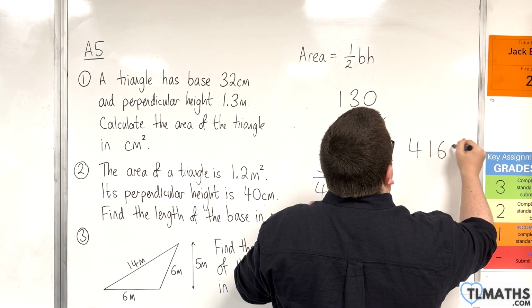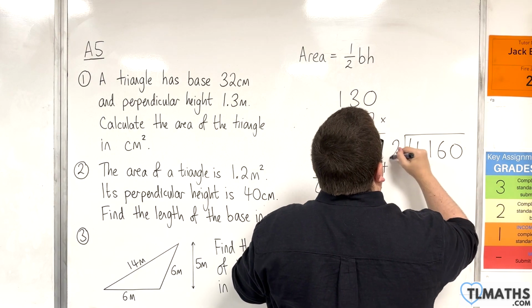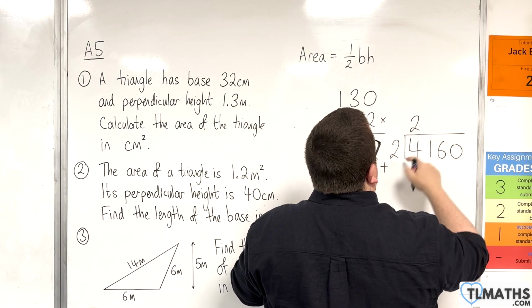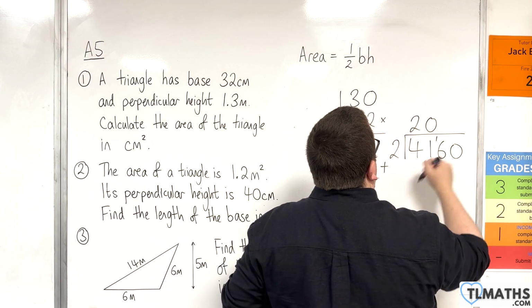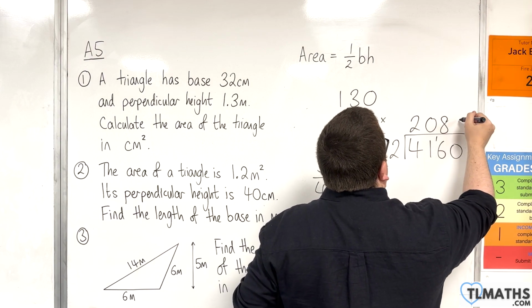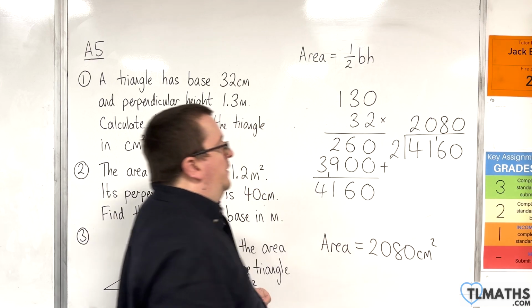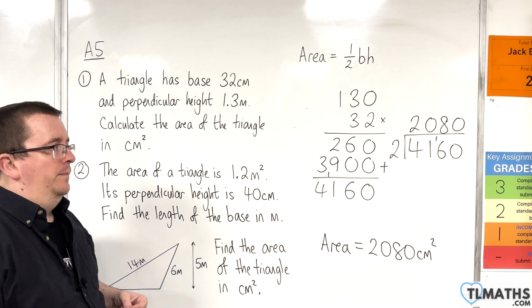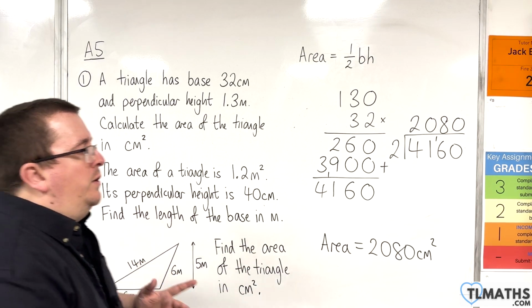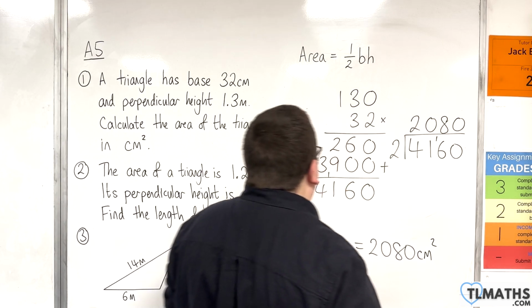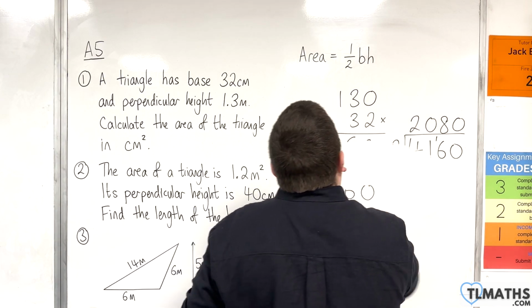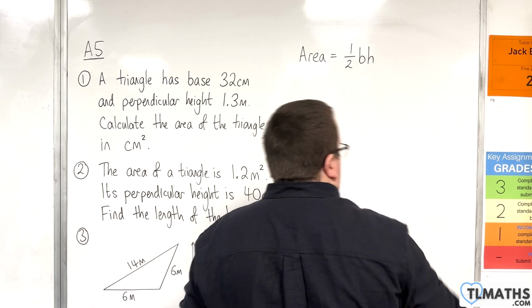So 4160 divided by 2. 2 into 4 goes twice. 2 into 1 goes 0, remainder 1. 2 into 16 goes 8. 2 into 0 goes 0. So you get your 2080 that way. So it's really up to you which way you go about that. So that's the first one.